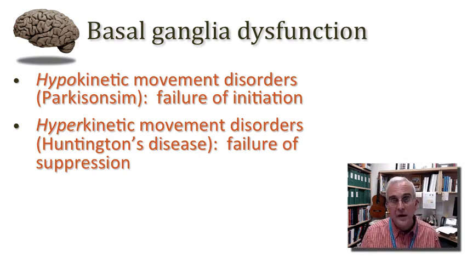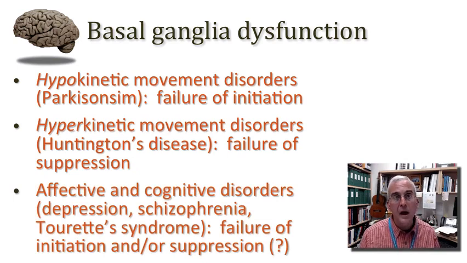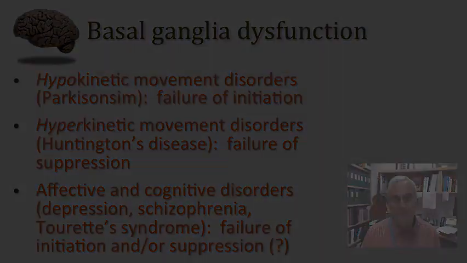Now, what's been very exciting in recent years is the possibility that this concept of hypokinetic disorder and hyperkinetic disorder might also apply to some of these non-motor loops that are running through the basal ganglia. Perhaps various affective and cognitive disorders reflect either a failure to initiate a particular behavioral program or a failure to suppress an inappropriate behavioral program. So this is an exciting hypothesis that is getting much attention and research by cognitive neuroscientists and psychiatrists.